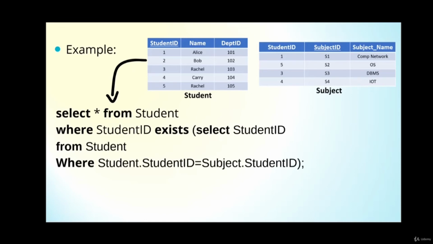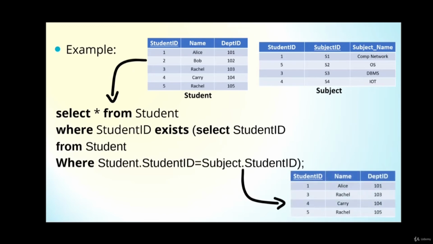So in this case, it will check for all the rows of the student table. If there exists a value for student.studentID equal to subject.studentID, then it will print all the details of those students in rows. So in this case, see the student ID for Bob is 2, and if you see in the second table, there doesn't exist any student ID 2. So in the result table, you can't see the details of Bob.